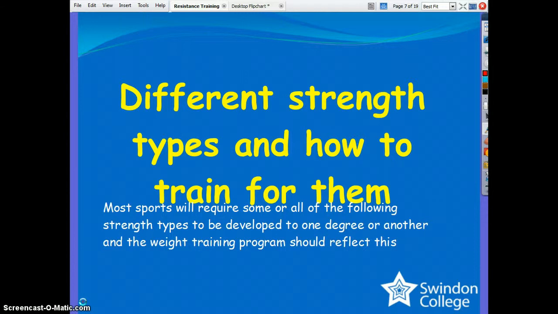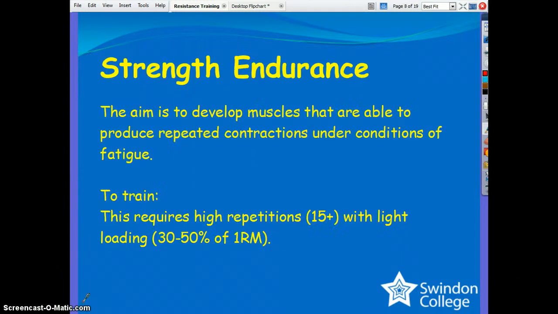So different strength types and how to train them. Most sports will require some or all of these types of strength, and we can use our training methods to vary the types of strength that we're working on. The first one I'm going to look at is strength endurance. This is where we aim to develop muscles that are able to produce repeated contractions over and over again while they're quite tired.